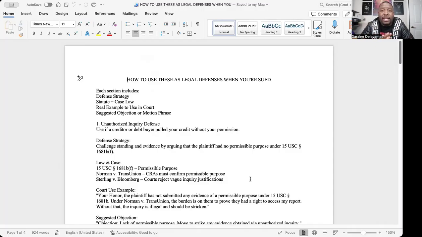If you're being sued by a debt collector, do not ignore this. It could cost you significantly. All right? Don't ignore it. Don't.